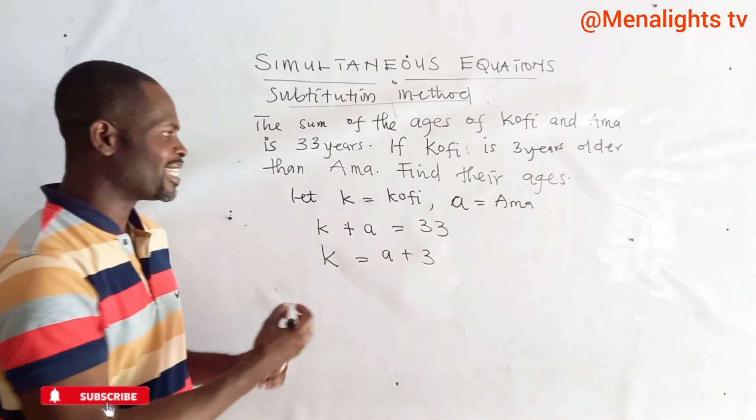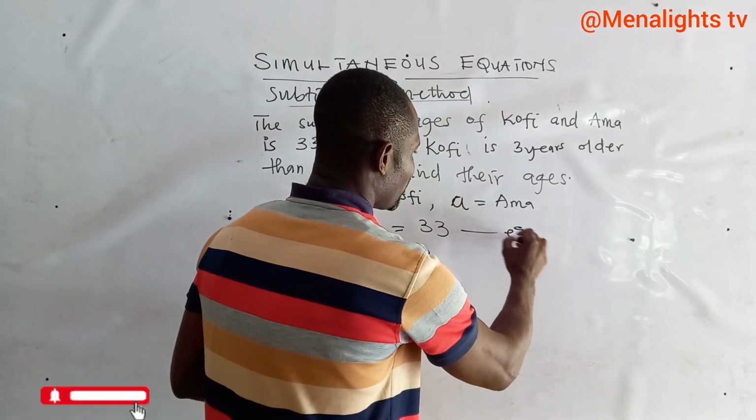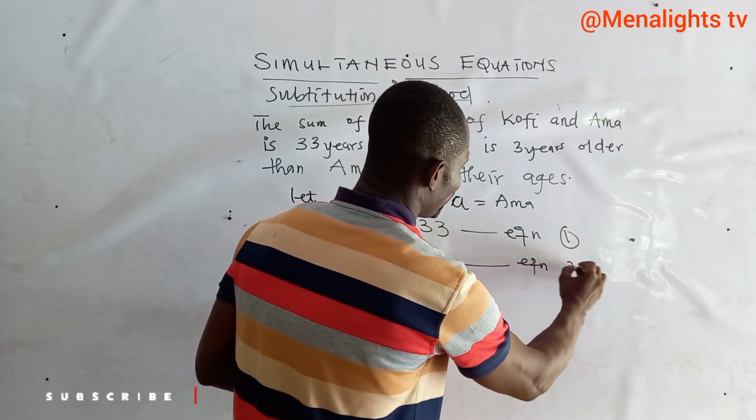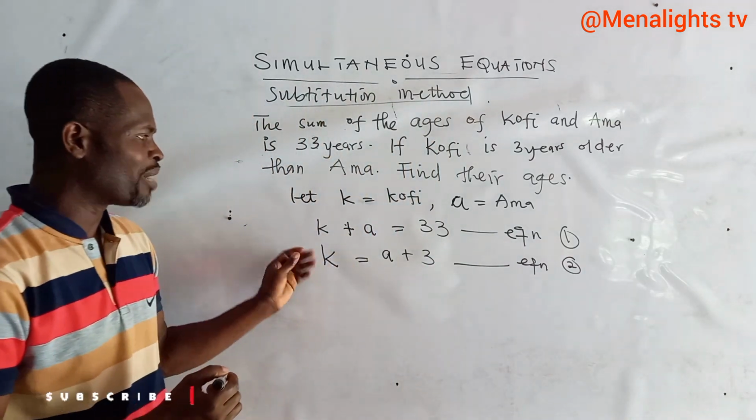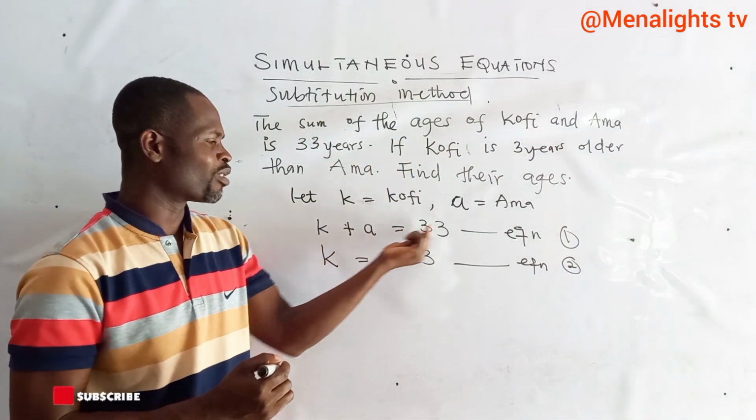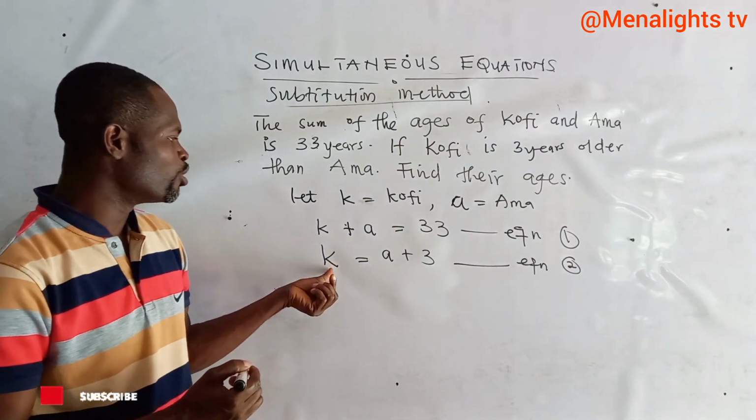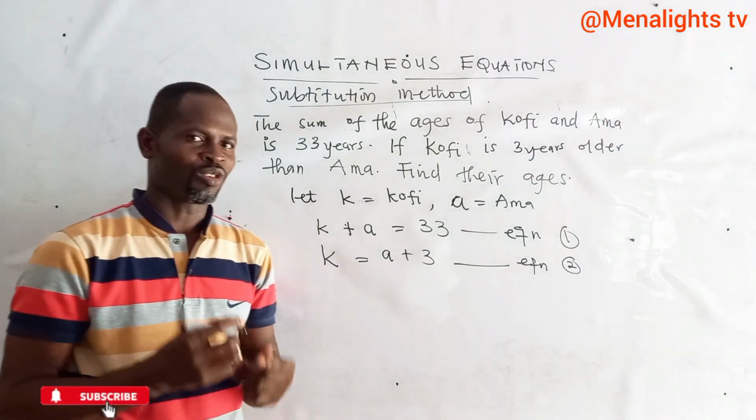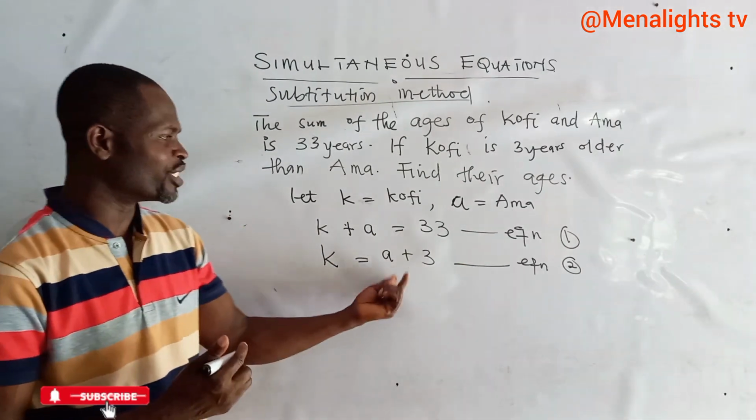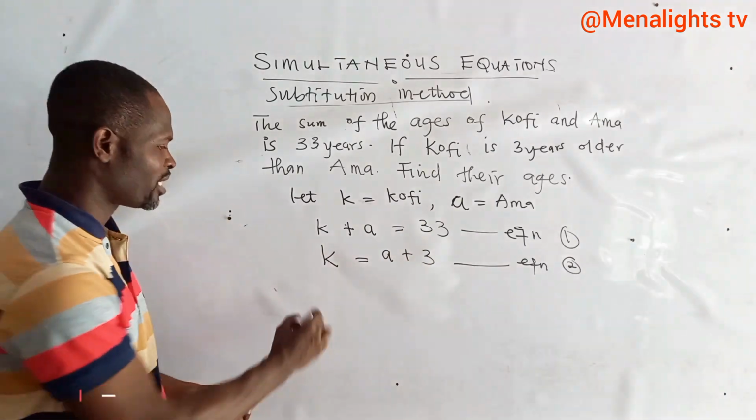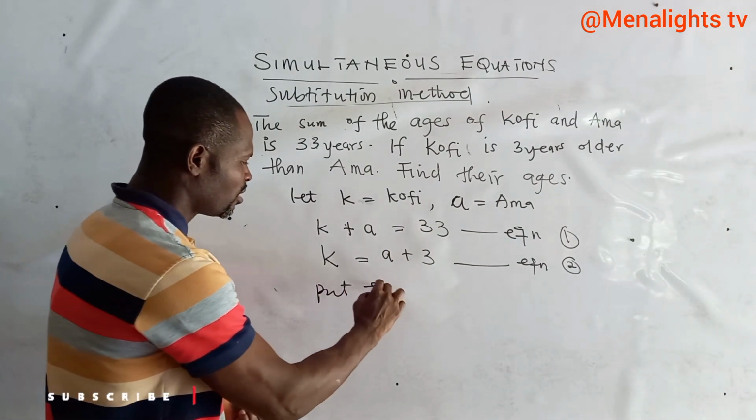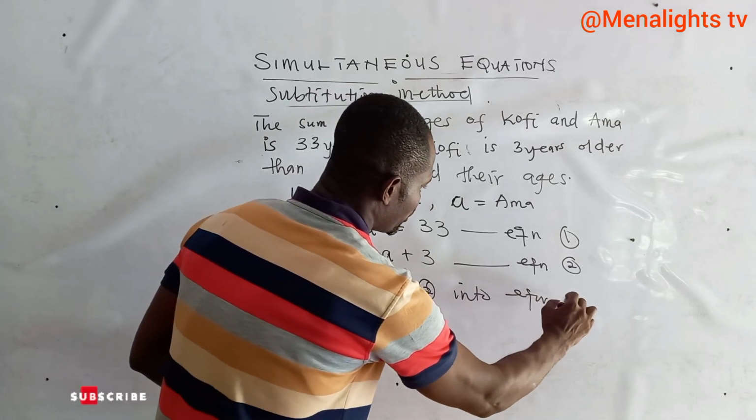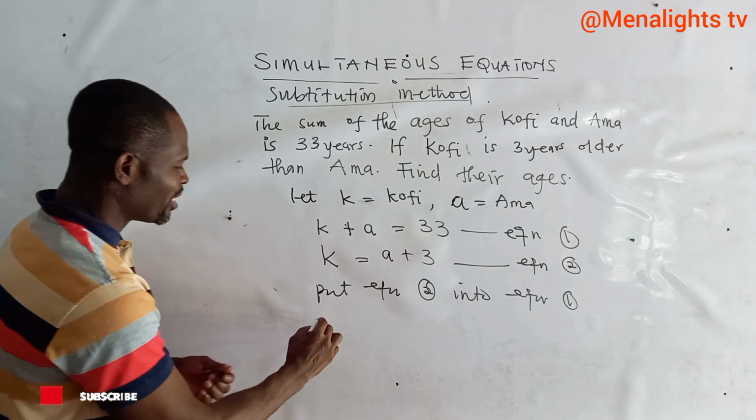So from here you can name this one equation 1, and the second one equation 2. So from equation 1, we say that k plus a is equal to 33. Then equation 2, we say k is equal to a plus 3. So what we have to do here is we are now going to put equation 2 into equation 1. So you say put equation 2 into equation 1. So equation 1 is what?